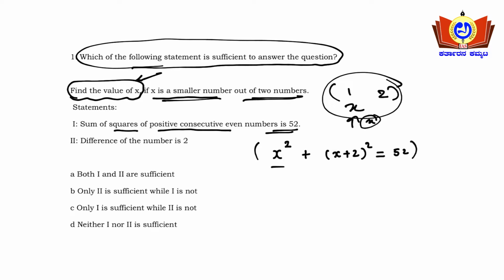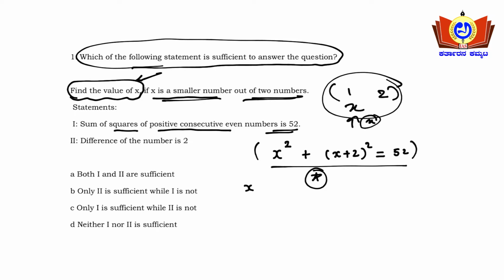See here friends, what you need to understand in data sufficiency questions is that you need not solve for the x. This is the misconception. You need not solve for the x. Whether we can solve for the x or not, that you need to understand. That common sense you need to apply. With this equation you can solve for the x. For example, I'll solve it and I'll tell you.